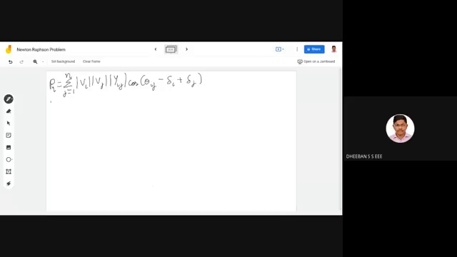So for your P2, you'll be getting V2 V1. We won't be starting with your first bus since it is a slack bus. After this it is cos of theta 21 minus delta 2 plus delta 1. Okay, this is the first element.